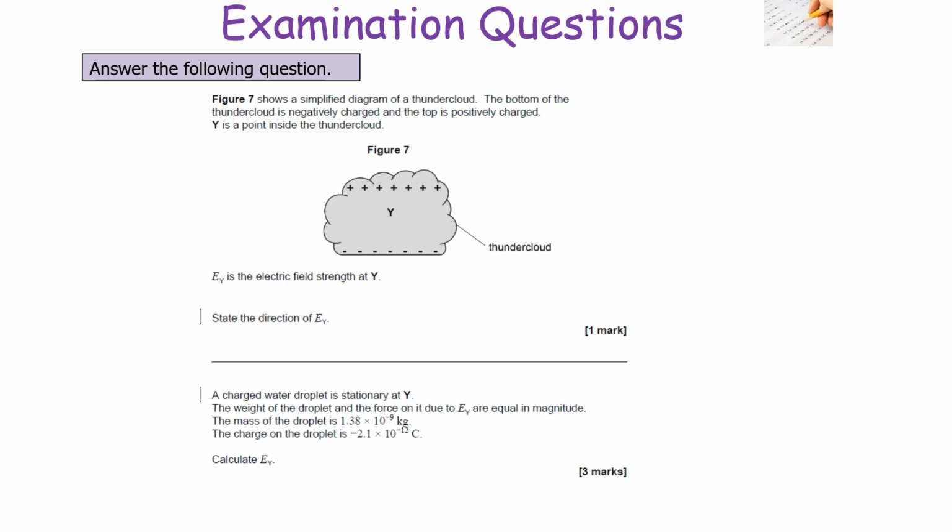The next question says, figure 7 shows a simplified diagram of a thundercloud. The bottom of the thundercloud is negatively charged and the top is positively charged.